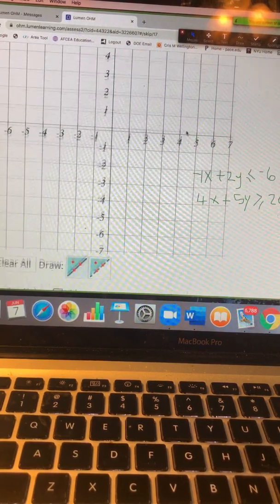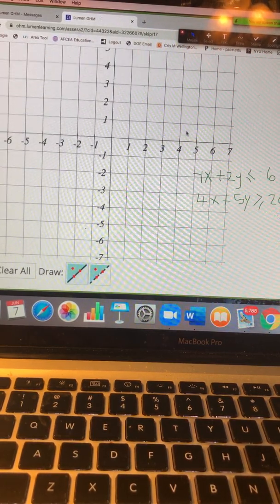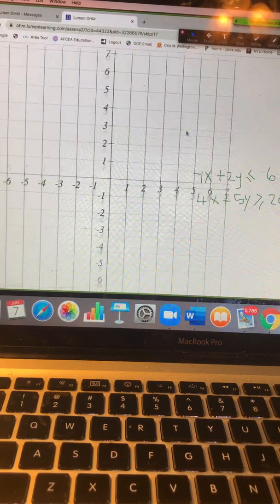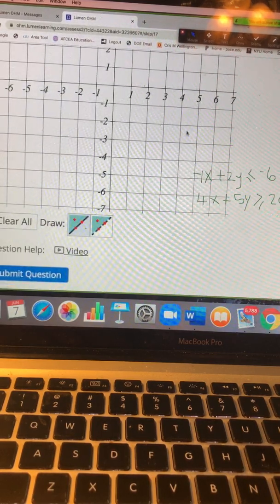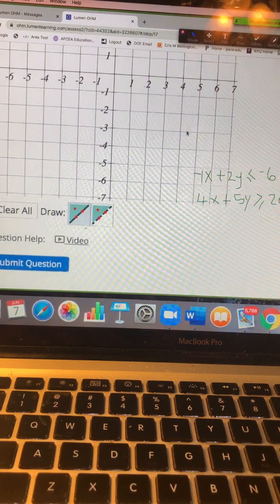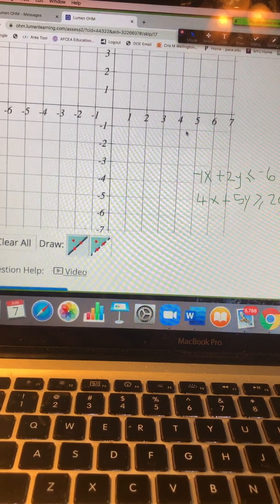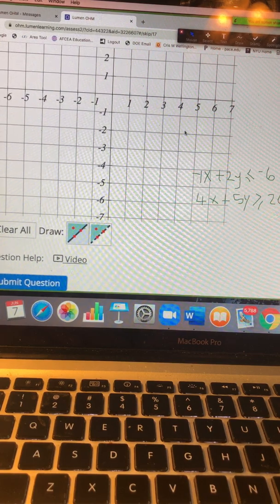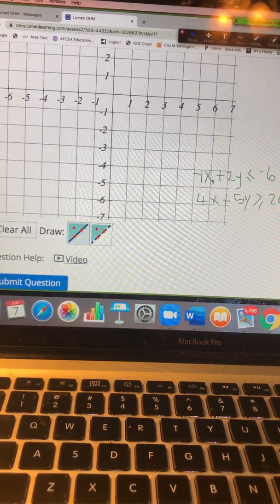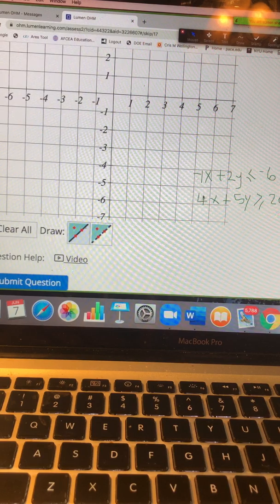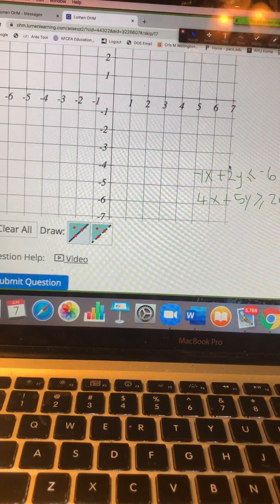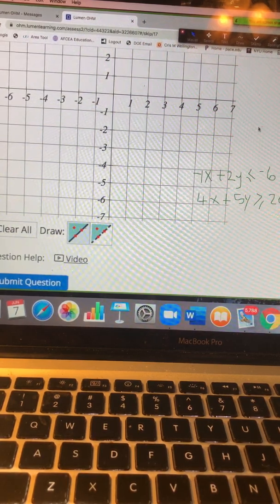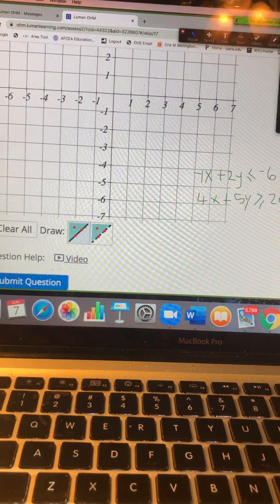So I go to my graphing utility here on Lumen Ohm. Again, we're working on question 17, and we're going to pick some points. So you should be able to see the graphing utility. What I want to do here is look at what happens for my x-intercept and y-intercept. That's what I want to find out, so I can graph.